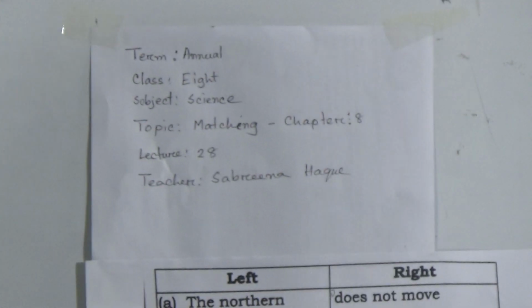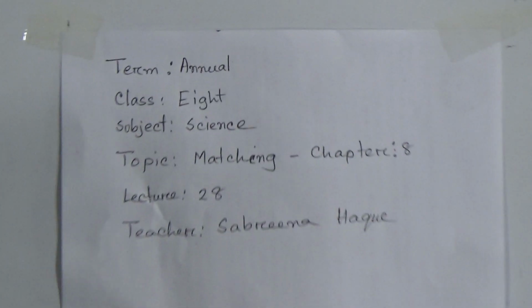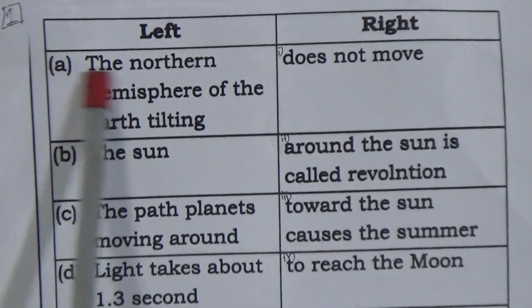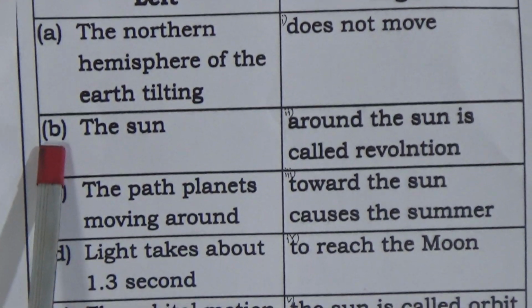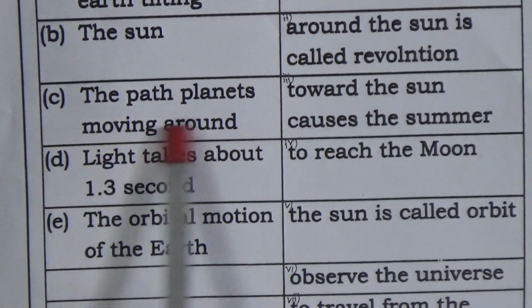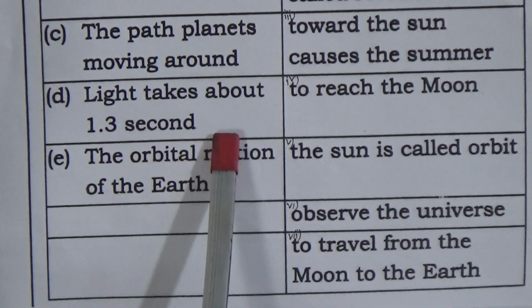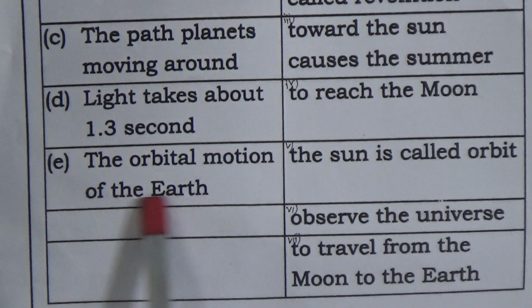This is the matching 1 of chapter 8. This is the left side and this is the right side. In the left side, A is the northern hemisphere of the earth tilting. B, the sun. C, the path planets moving around. D, light takes around 1.3 seconds. And E, the orbital motion of the earth.